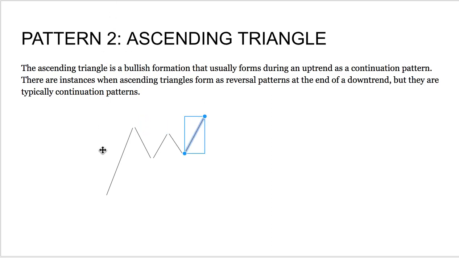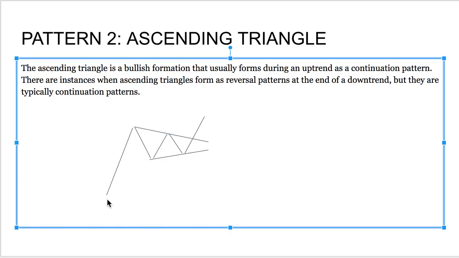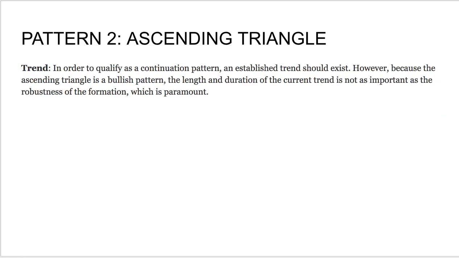So what you're really seeing is the price moving up, going down, up, going down. In terms of the ascending one, why do you say it's an ascending pattern? The real reason you say it's an ascending pattern is the price is actually trending up. This is the ascending pattern, right? So the ascending triangle is a bullish formation that usually forms during an uptrend as a continuation pattern.